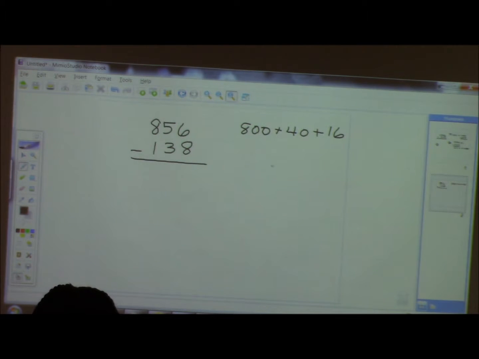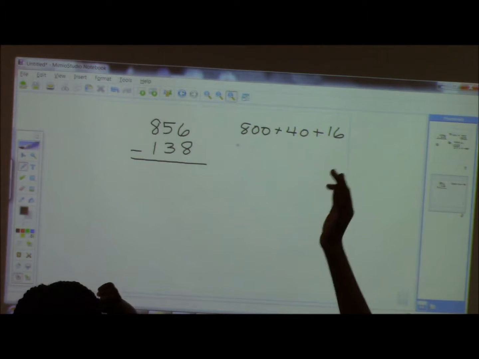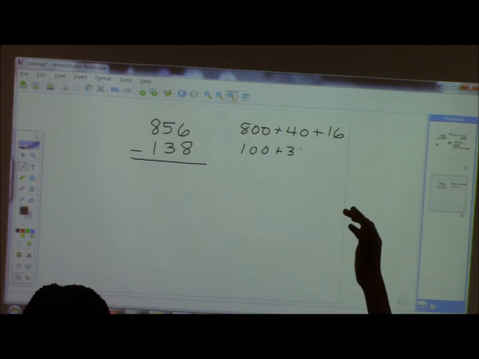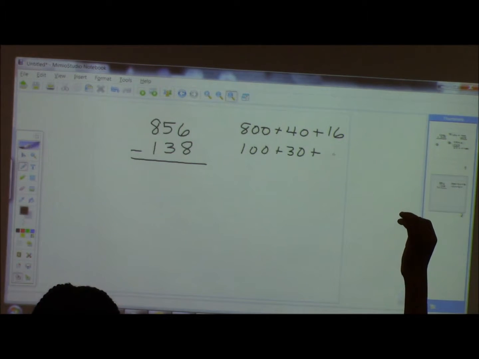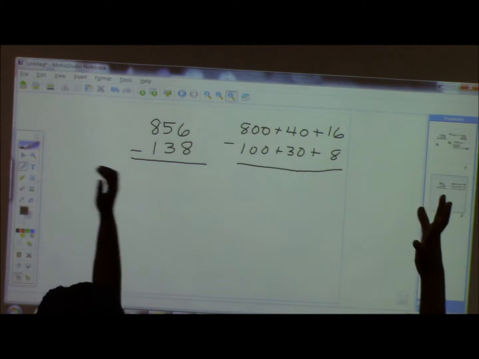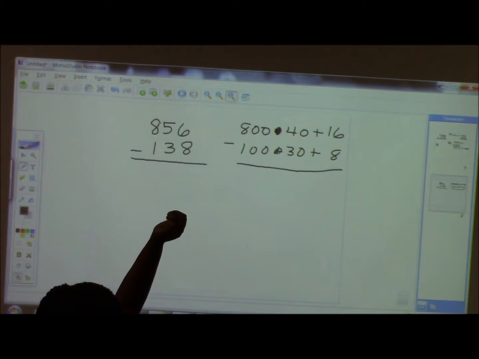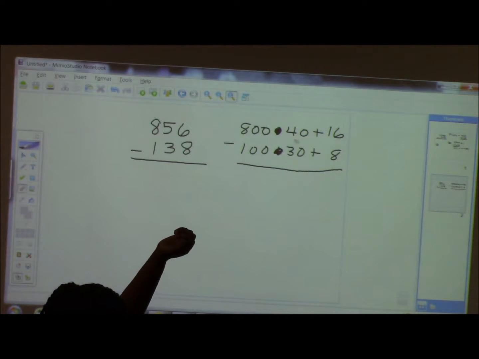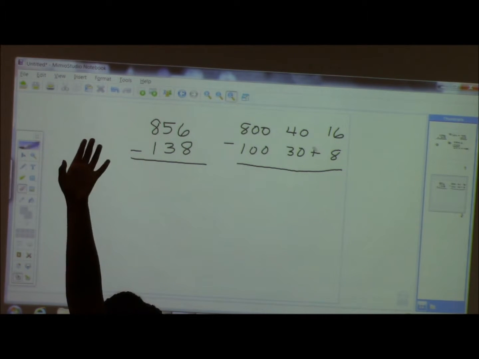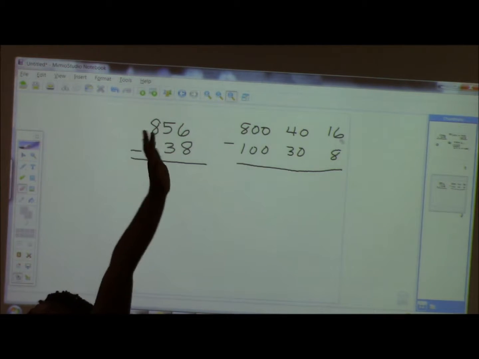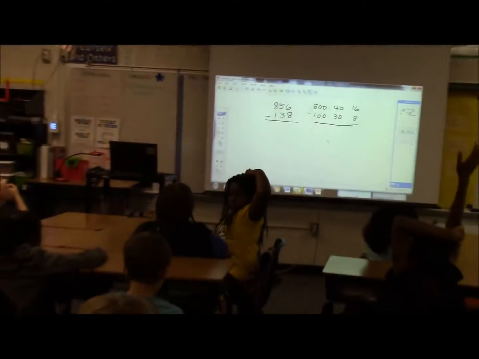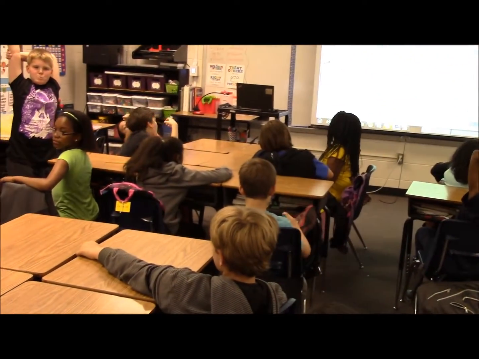Why do you think Jane did that? So this could still be 100 plus 30 plus 8. When I'm doing subtraction, I don't like to have the plus signs there when I actually am trying to do the subtractions. Let me see if I can erase those. I feel like that's kind of confusing to have the plus signs there when we're subtracting. Why did she do that? What do you think? To make it where she wouldn't have to borrow from the other thing.